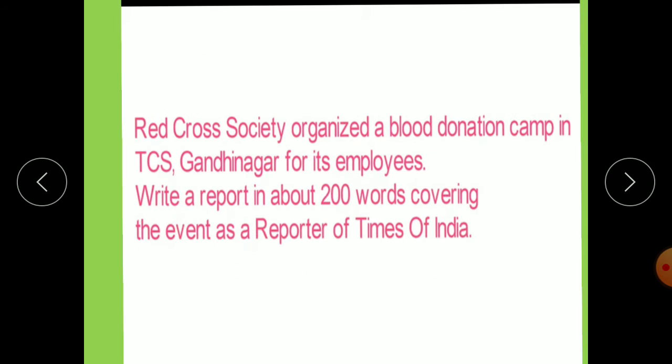Now here is the example of this very format, that is a good event format of the newspaper report. Here it is given that the Red Cross Society organized a blood donation camp. A blood donation camp is also good work and good news for us, in TCS Gandhinagar for its employees. Write a report in 200 words covering the event as a reporter of the Times of India.